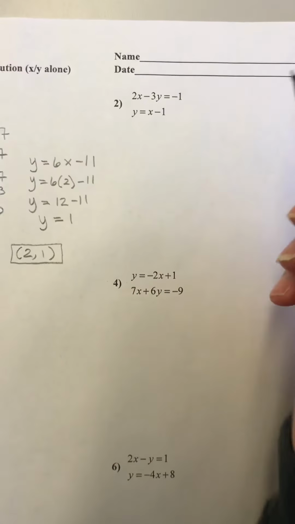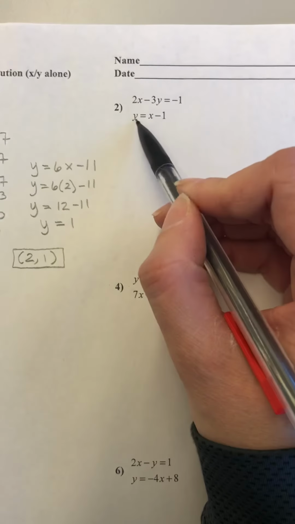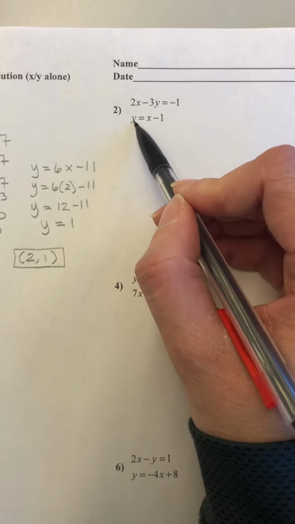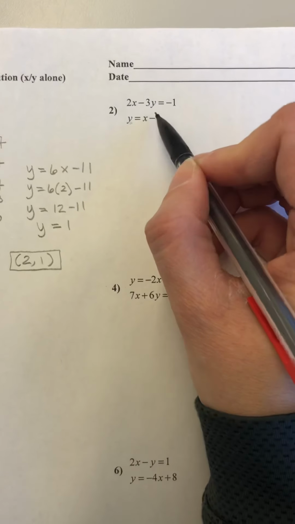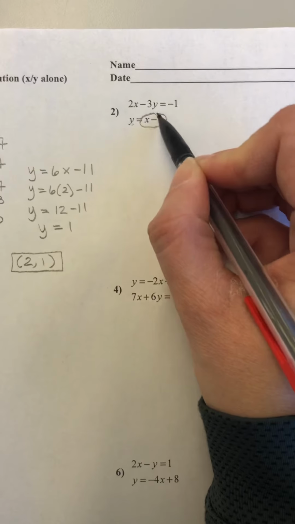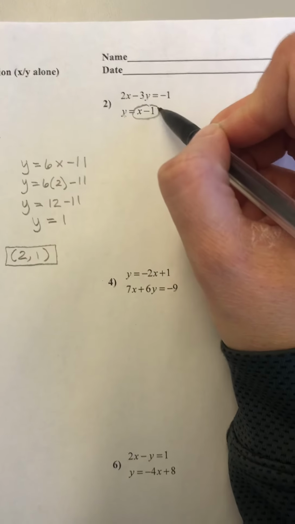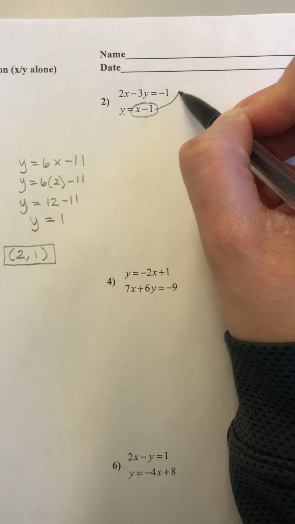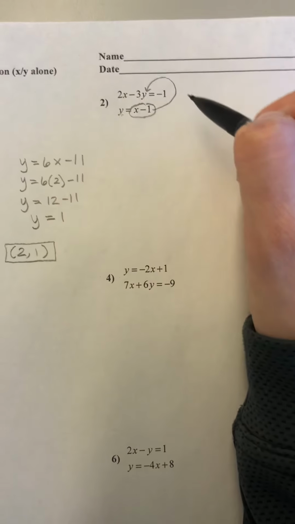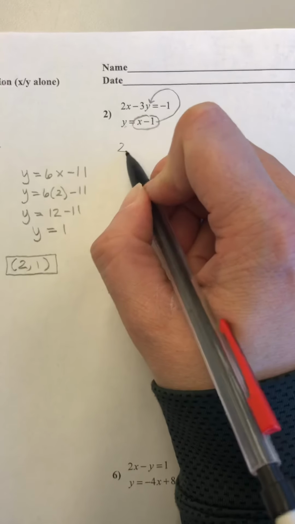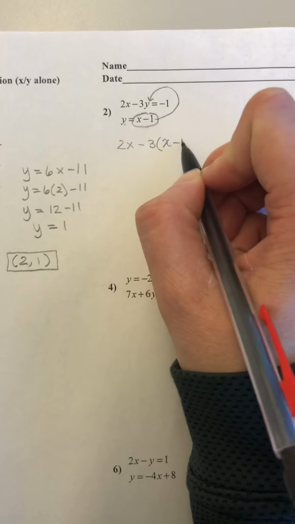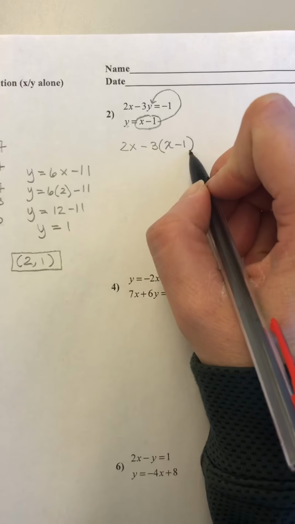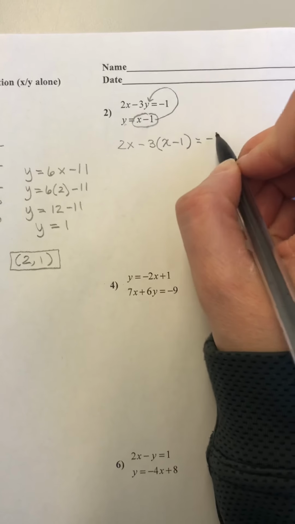Let me remind you, the first thing you're going to do is find the equation who already has a variable by itself. In this problem, the y is by itself in the second equation. So since y is the same as x minus 1, I'm going to take x minus 1 and put it into the other equation's y. So I'm going to copy the 2x, the minus 3, but instead of y, I'm going to put what y equals, x minus 1, but in parentheses, and then I see that equals negative 1.